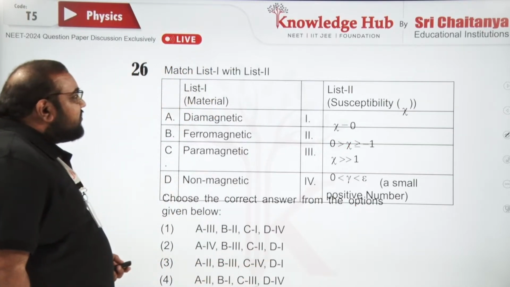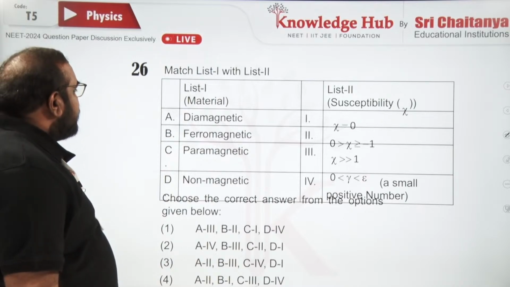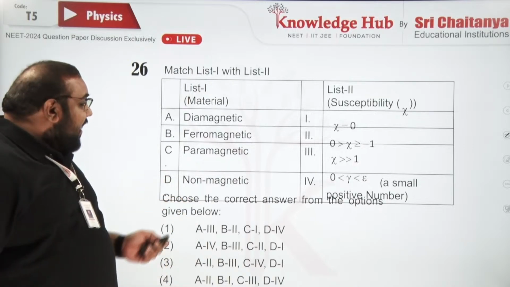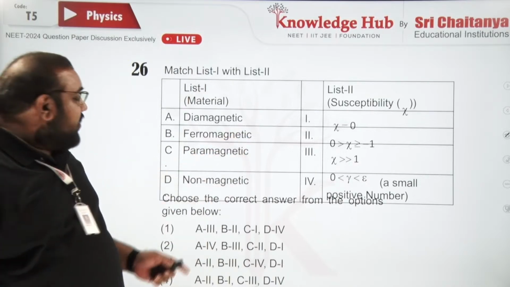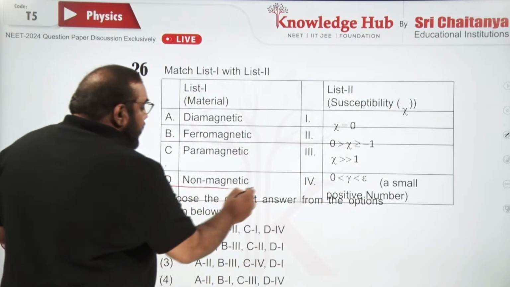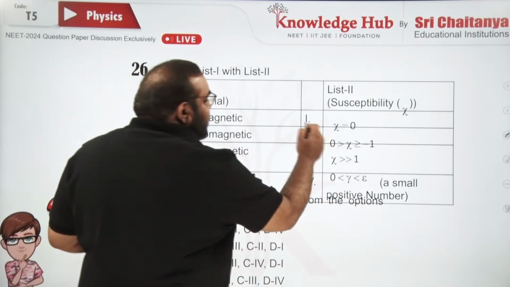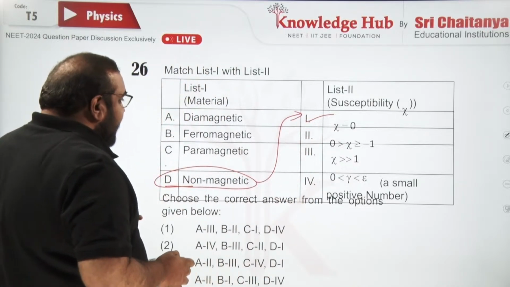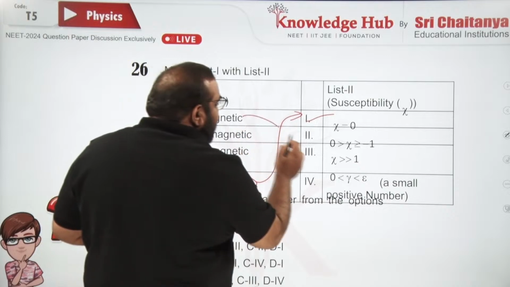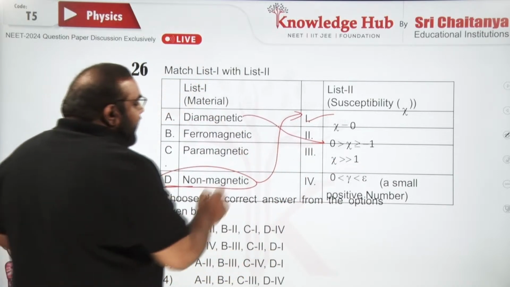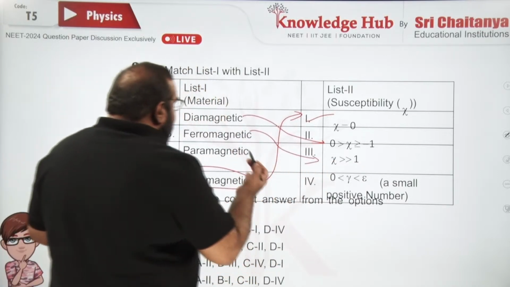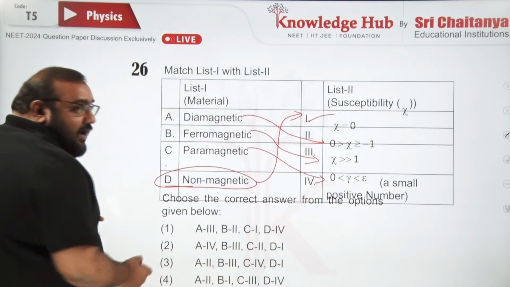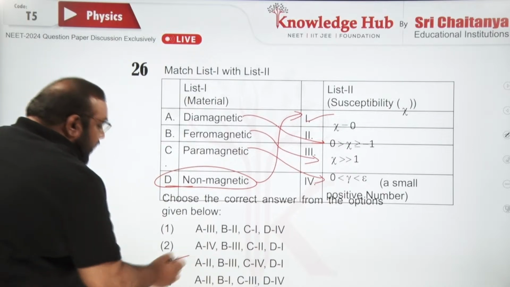If you see the 26th question here, match list 1 with list 2. Here diamagnetic, ferromagnetic, paramagnetic and non-magnetic materials with respect to their susceptibility. We know the very simple theory here: for non-magnetic material, susceptibility is 0. We can compare with that one. Or else diamagnetic material, the susceptibility is in between 0 and 1. And ferromagnetic materials, it is much greater than 1. Then paramagnetic materials, it should be very small but positive value. So by comparing this, we will get the third option. Okay. Go for the next question.